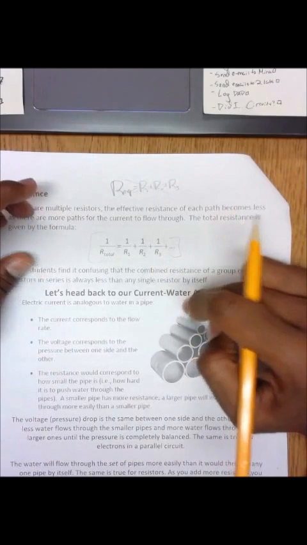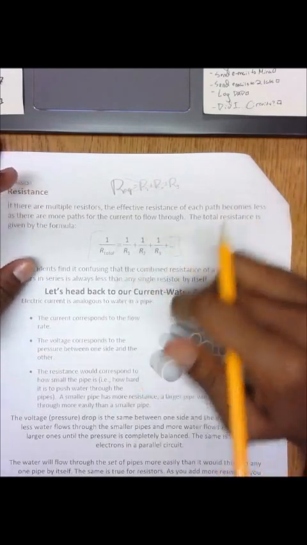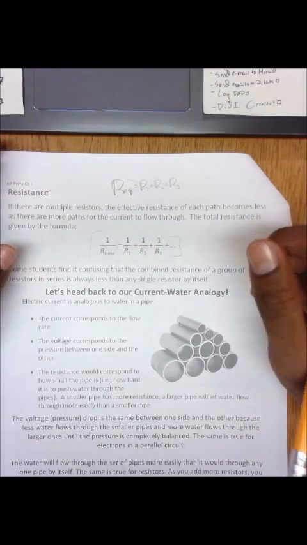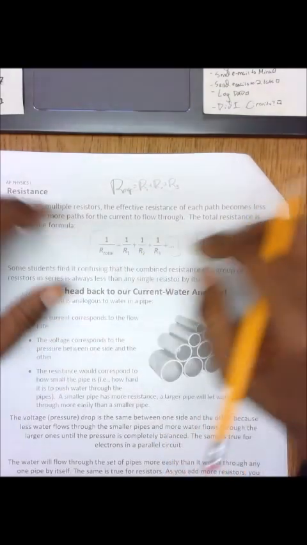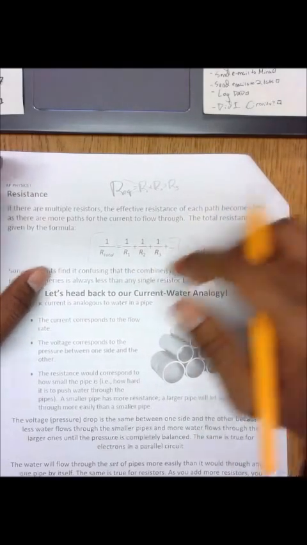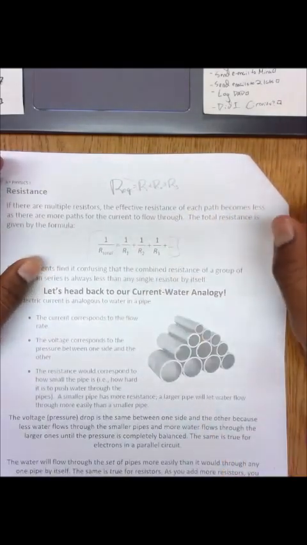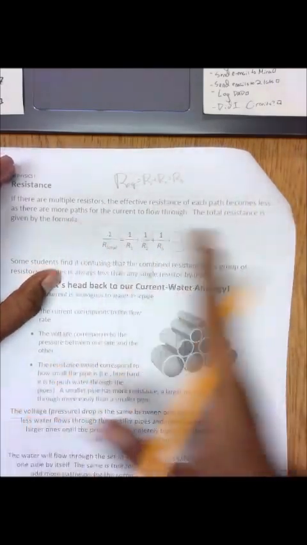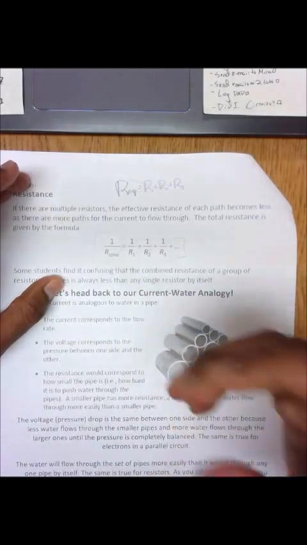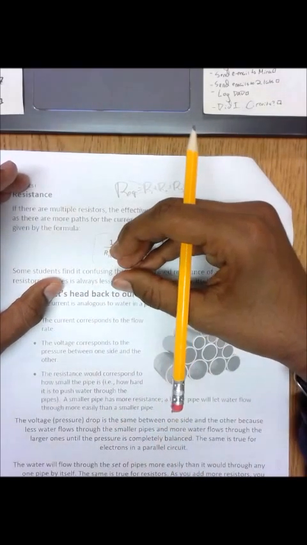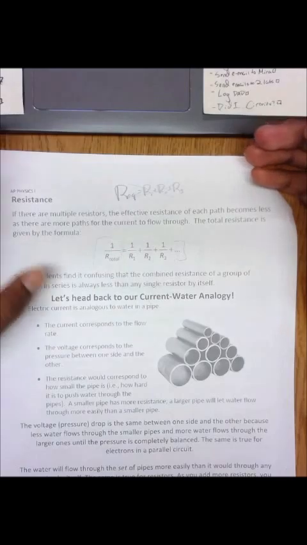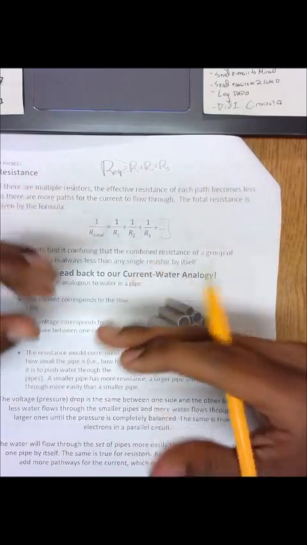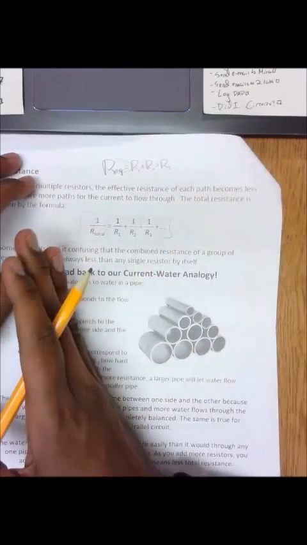Now, the analogy that we used before for current and water and how they're related is really helpful when we think about equivalent resistance when there are multiple paths for the water to go through. If you have a set of pipes, it's going to be a lot easier for the water to flow through that set of pipes than through one pipe by itself. This is very similar to the toll booth analogy. The more paths you create for water or current to travel, the less resistance there's going to be for the current as it goes through the circuit.